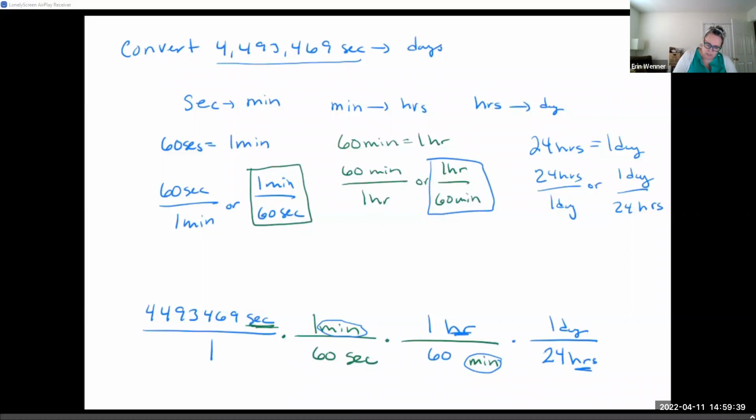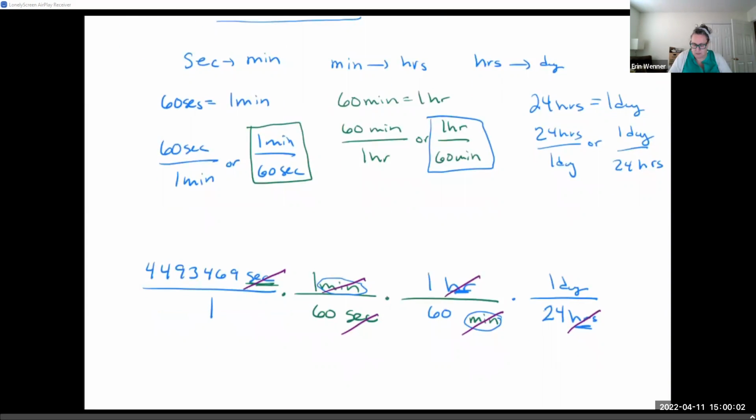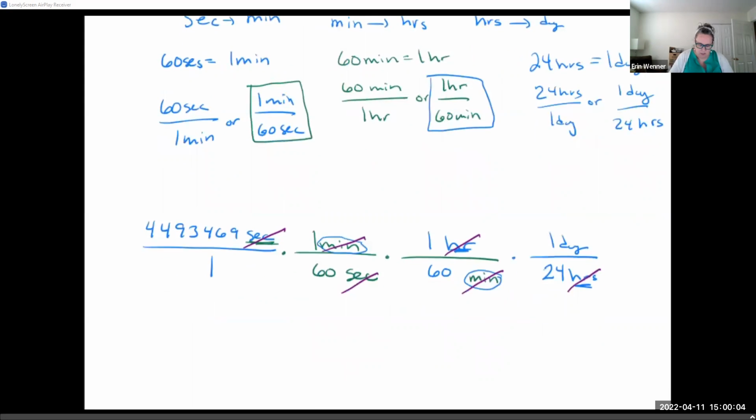So going through, it's helpful to just make sure, can we cancel all of our units of measure? So I see seconds here, cancel with those seconds. Minutes, cancel with these minutes. And hours, cancel with those hours. So as you can see, moving through, our units of measure have canceled. So we end up with days, but we still have the numbers left, right? We've got 60, 60, and 24 in the denominator.